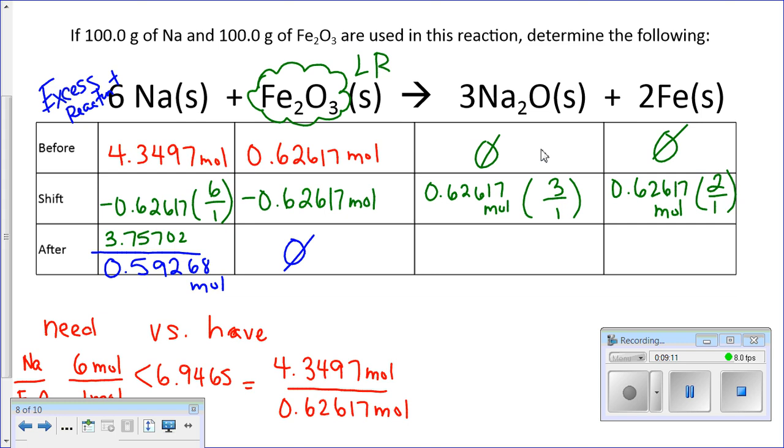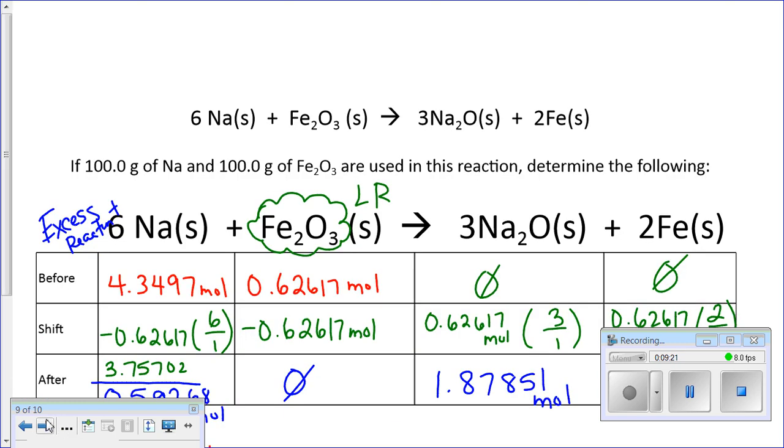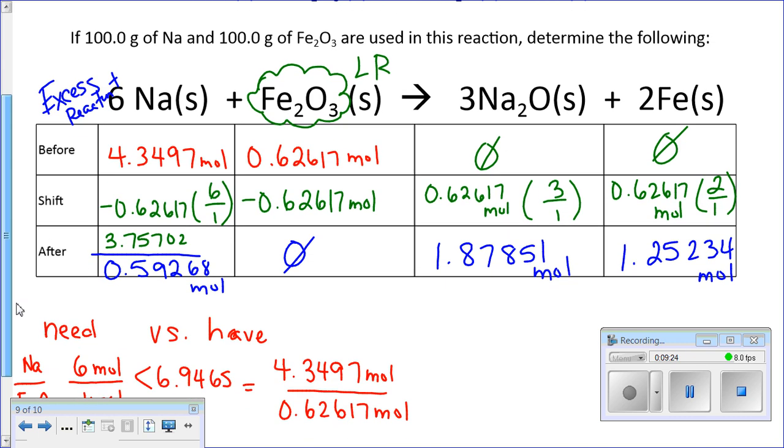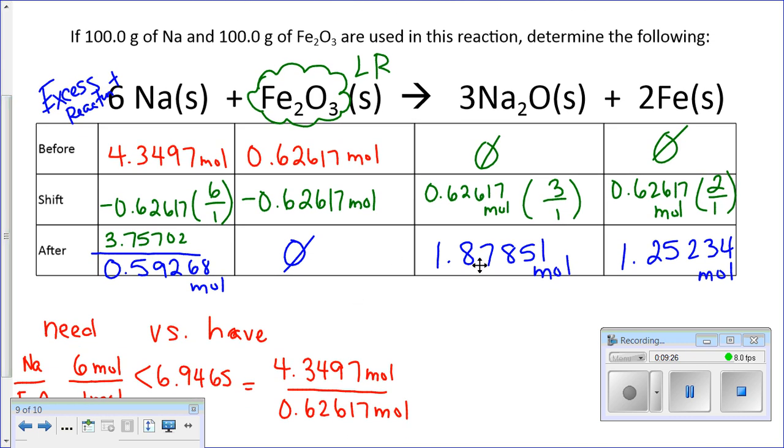I don't have any initial product that I'm starting out with, so once I get these answers here, I'm going to add those to 0, and I'll have my after. Okay, so I should be able to make 1.87851 moles of sodium oxide, and I should be able to make 1.25234 moles of iron.